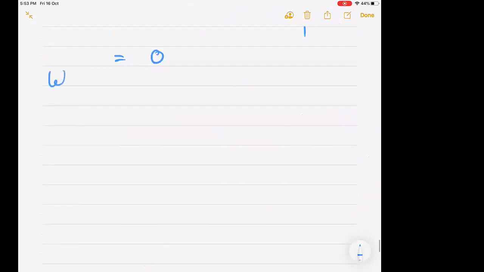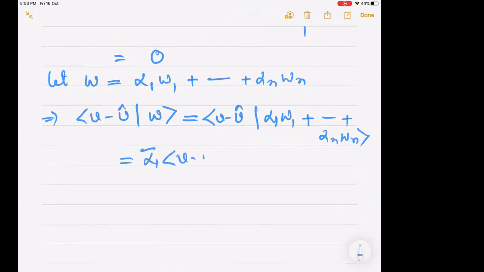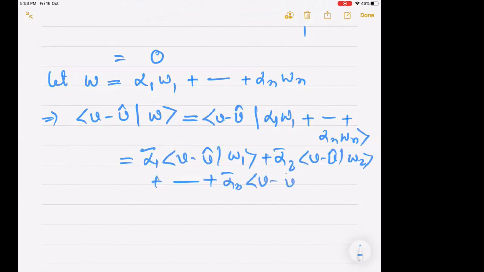So let w be given as alpha 1 w1 plus dot dot dot up to alpha n wn. So this implies v minus v hat, w is the same as v minus v hat, alpha 1 w1 plus dot dot dot alpha n wn. This is the same as alpha 1 bar times v minus v hat, w1, alpha 2 bar times v minus v hat, w2, plus dot dot dot up to alpha n bar times v minus v hat, wn.